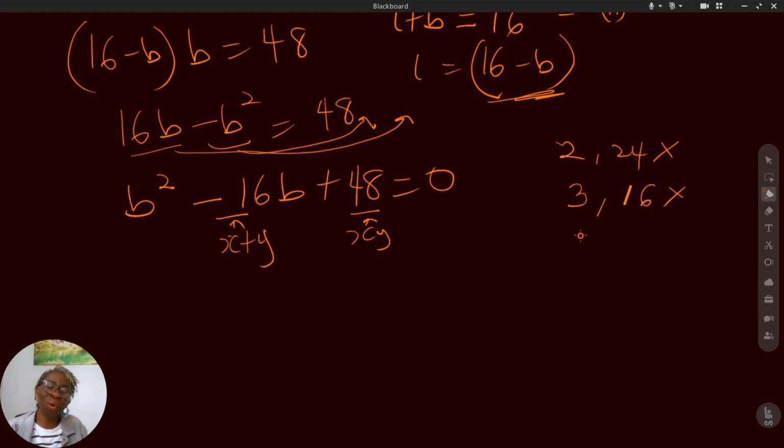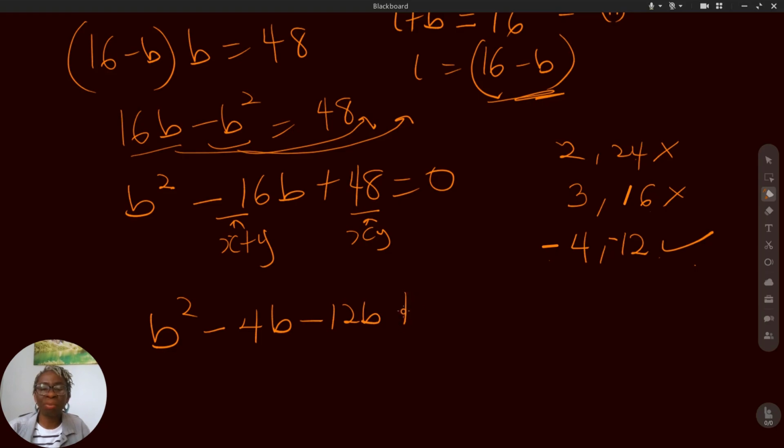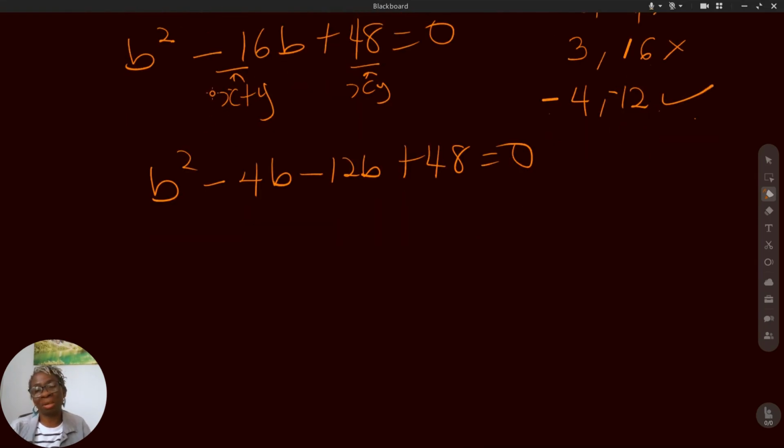So let's try 4. We have 4 and 12. 4 times 12 gives 48. 4 plus 12 gives 16. So this is what we'll be using. Now we have negative 16 here, so that will be negative 4 and negative 12. Negative 4 minus 12 will give negative 16, and negative 4 times negative 12 gives positive 48. So we have b squared minus 4b, then minus 12b, and then plus 48 equals 0. When you say minus 4b minus 12b, that gives negative 16b.